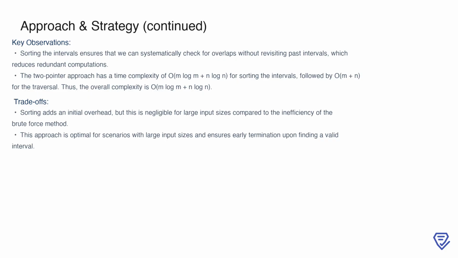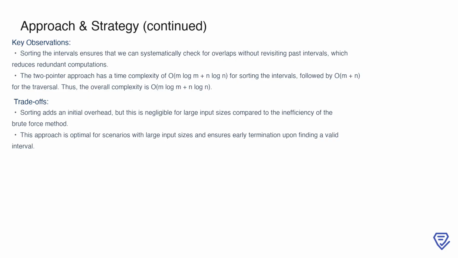If the overlap is insufficient, we move the pointer corresponding to the interval that ends earlier, as this ensures that we progress toward finding a valid overlap without missing any potential matches. This method is highly efficient because sorting the intervals allows us to avoid revisiting past intervals, reducing redundant calculations.